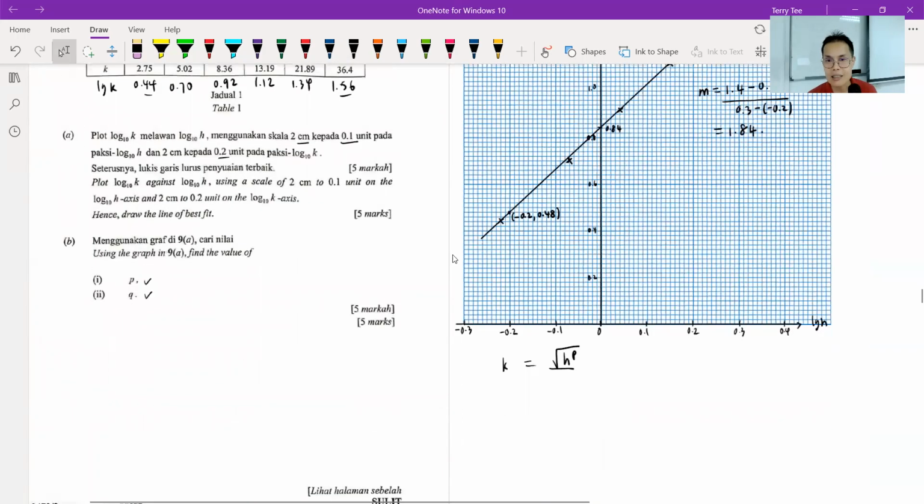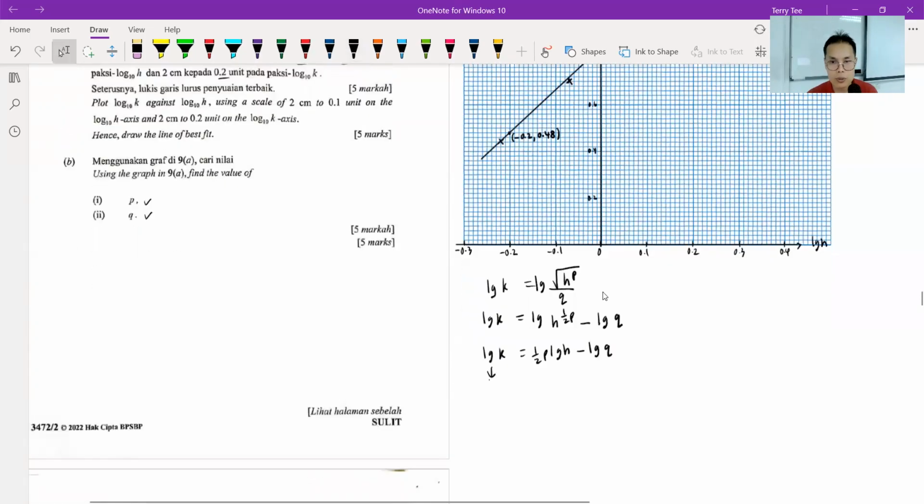So you're plotting k versus h here. We're going to introduce log on both sides, left and right, and break this up. The square root means power half, so there's a half p here. When you break it up, the divide becomes minus. The half p I transfer in front, minus lg q. This is lg k. Remember, your lg k is your y, lg h is your x. So this is your big Y, this is your gradient, this is your x, and this is your c.